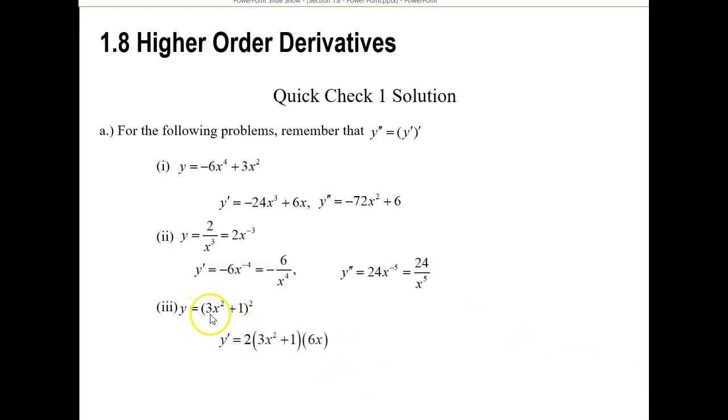All right, our next one, we start with our chain rule. We bring down the 2, leave this alone, and that becomes a first power. That's the power rule. And then we multiply by the derivative of the inside, which is 6x. So that's our first derivative.